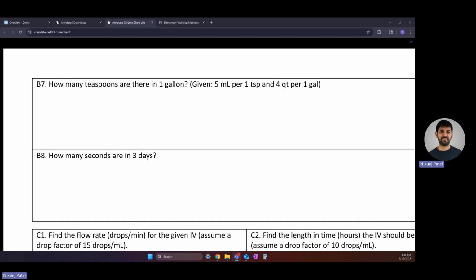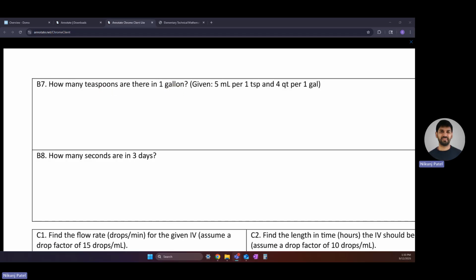Hey everybody, in this video we are going to be continuing with the rest of the examples in the Module 3 notes. So we'll just start and pick back up where we left off. We were on B7. So in this question we're being asked about converting from teaspoons to gallons.